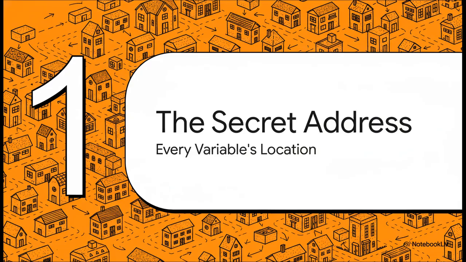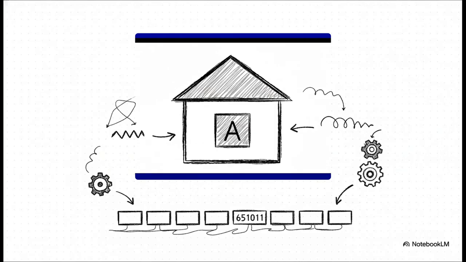So, to find our little box, we've got to figure out its secret address. Just imagine your computer's memory is this enormous city street with millions, and I mean millions of houses, and every single one has its own unique address. Every piece of data you create, every variable, it lives in one of those houses. You see, every variable you make really has two key things about it. First, there's its value. That's the letter A living inside the house. But second, and this is the important part, it has its memory address, the unique street number for that house, something like 651011. Pointers are the tools that let us work directly with that address.